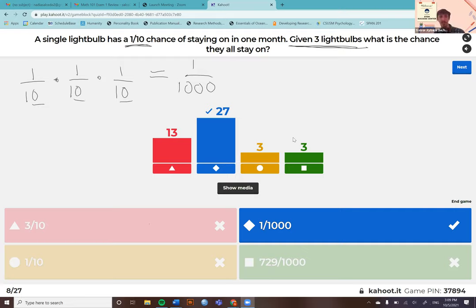Yeah, and they're independent events, so we treat them like the and probability. So it's the probability that the first light bulb stays on and the second one stays on and the third stays on. They're all independent, so we multiply those cases and each light bulb has a 1 in 10 chance. So feel free to cruise on. All right, I'm going to clear it. Go on to the next one.